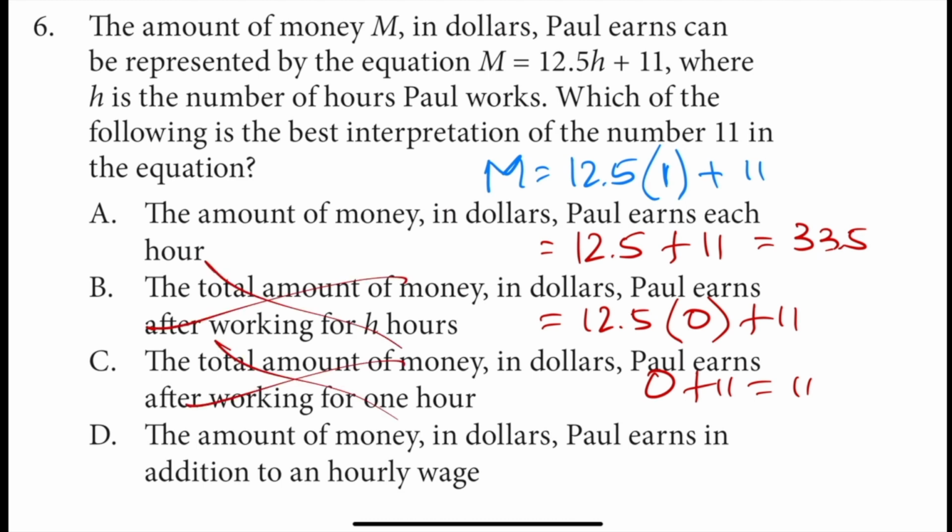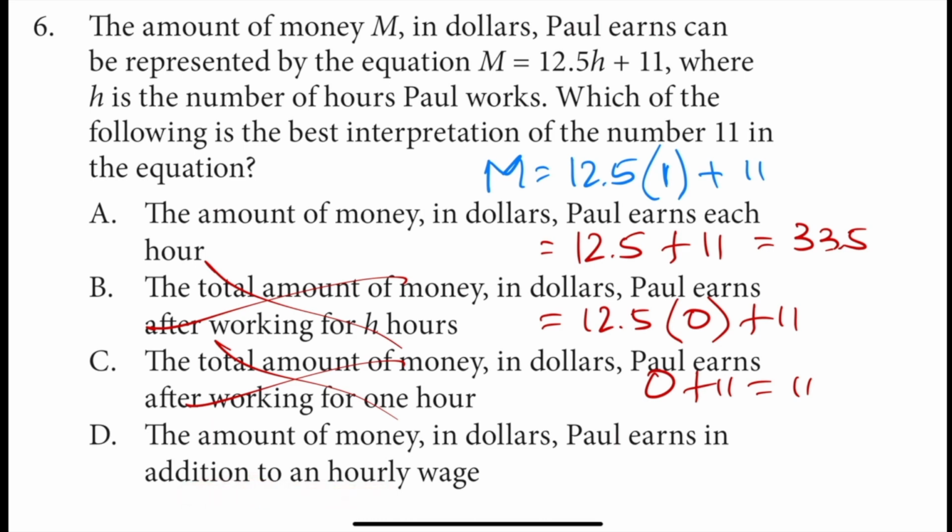And the other option that I have is the amount of money in dollars Paul earns each hour. No, the amount of money that he earns per hour is 12.5. Why? Because that's the slope. Remember, you're multiplying the number of hours times the 12.5. If he worked 1 hour, then you multiply times 12.5. That's how much he makes, $12.5 an hour. All right? So that's the addition to the hourly wage.